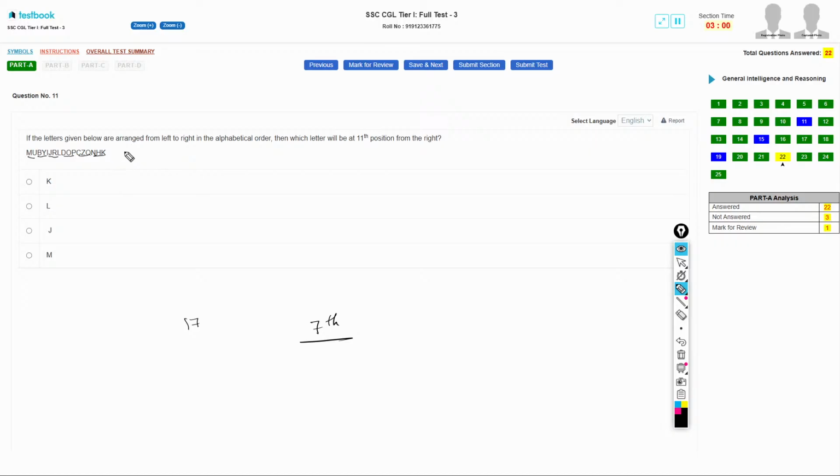So we start with D, B, D, B, D, H, B, D, C, H, I. So 5 already done. B, C, D, H, I, J, K, J, K, M. 1, 2, 3, 4, 5, 6, 7. So K.